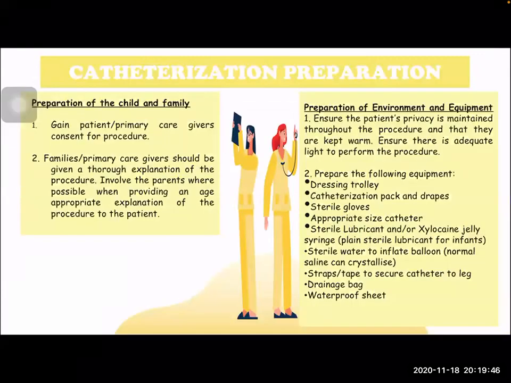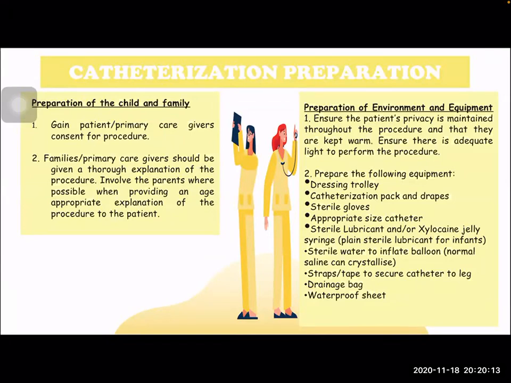Okay, so for the catheterization preparations, first is preparation of the child and the family. The first step is to gain the patient's or the primary caregiver's consent for the procedure, and they should be given a detailed explanation regarding the procedure so that they know when and why the procedure is done.